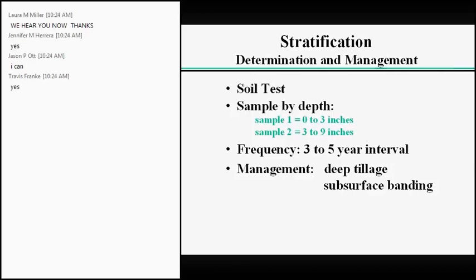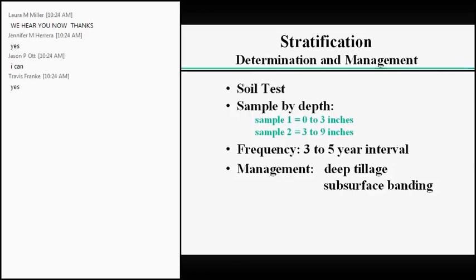So what we recommend, if you expect that you have this stratification, is that you take a 0 to 3 and a 3 to 9 inch sample about every 5 years. Well, why do we want you to do that? If you're not tilling, then that's about the time that it would be recommended that you would be doing your tillage practice anyway. You still do your routine analysis on those, and that'll give you an indication of whether you've got that stratification or not.